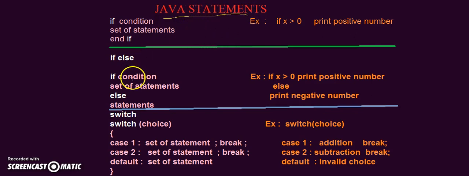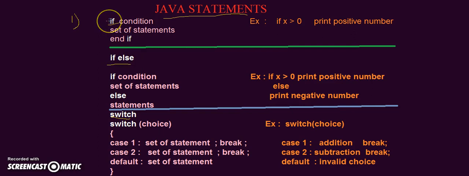In this session, we'll be discussing Java statements. There are different types of statements in Java. The first is the if condition, or we can say the conditional statements. We call these conditional statements, or decision making statements. There are three types of conditional statements: number one is only the if statement, the second is the if else statement, and the third is the switch statement.